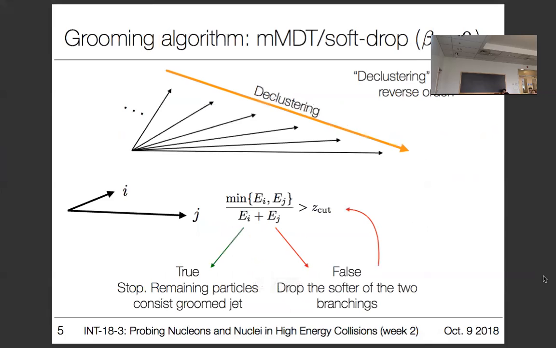Then the declustering process starts. Now you have the record of the order in which you clustered the particles, and you open the jet in the reverse order. In every step that you open the jet, you have a branching of two pseudo particles. Let's call them i and j, and you test this condition. If this condition fails, you drop the softer of the two branches, and you repeat the same process. You open the pseudo particle j, and you test this condition. If this condition is true, then you stop, and the two branches that you have are your groomed jet.